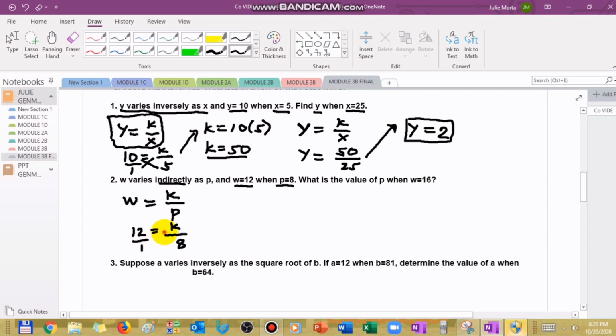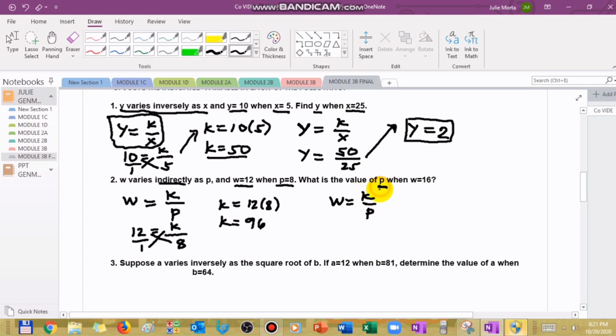Cross multiply, k times 1 is k, is equal to 8 times 12. So, 12 times 8, or 8 times 12. So, k is now equal to 96. That is the constant. Ang tinatanong, what is the value of p? Again, next step, go back to the original equation. So, w varies inversely as p.